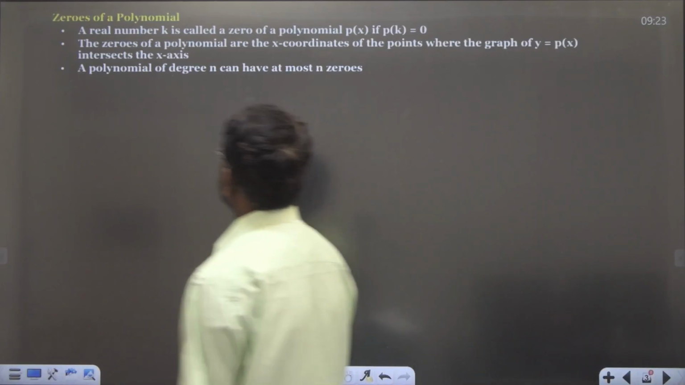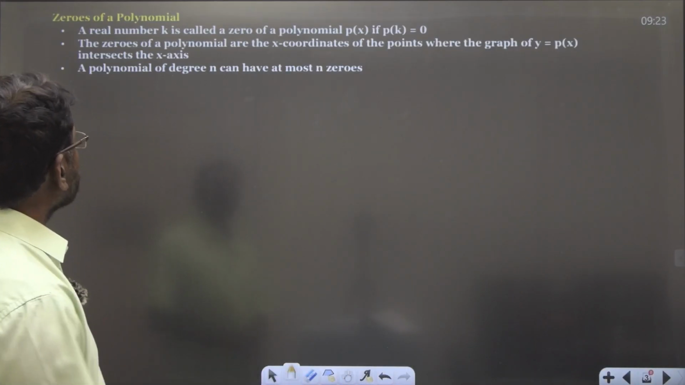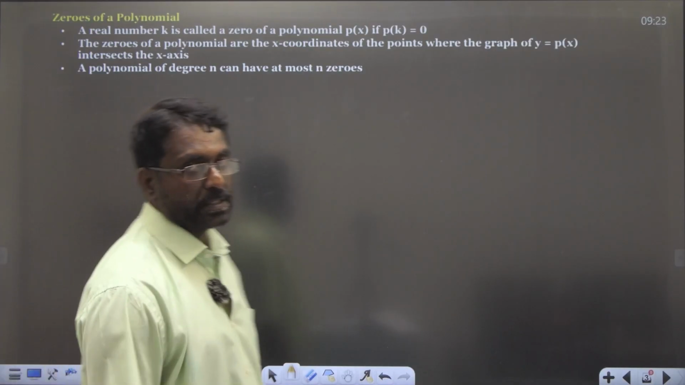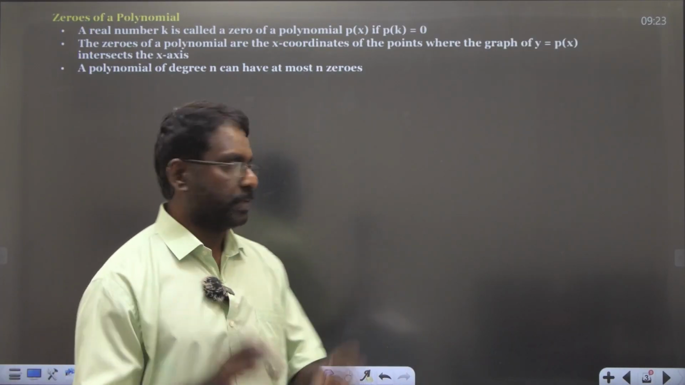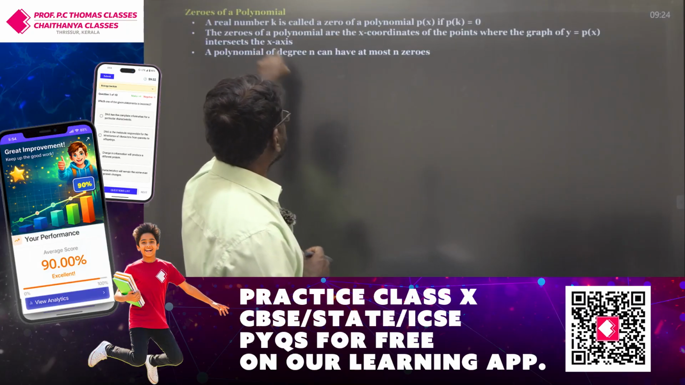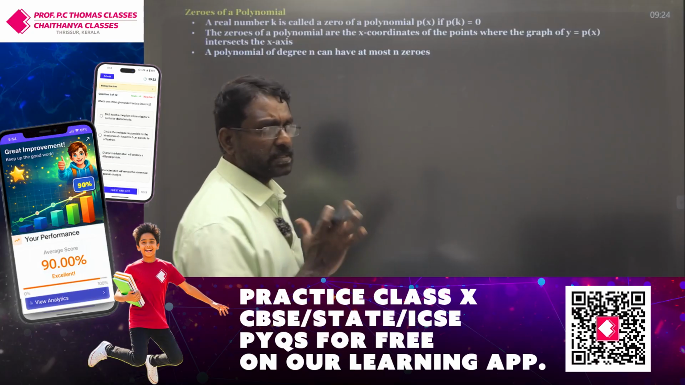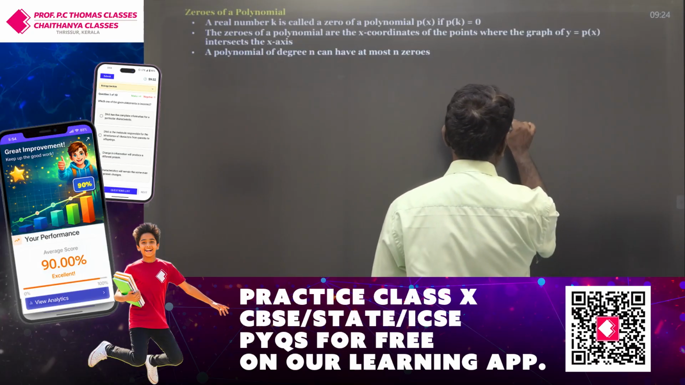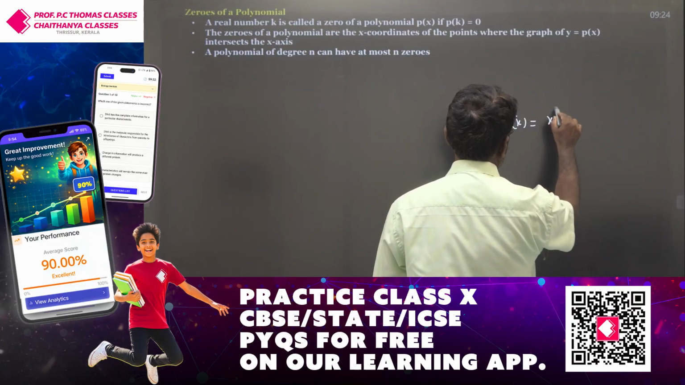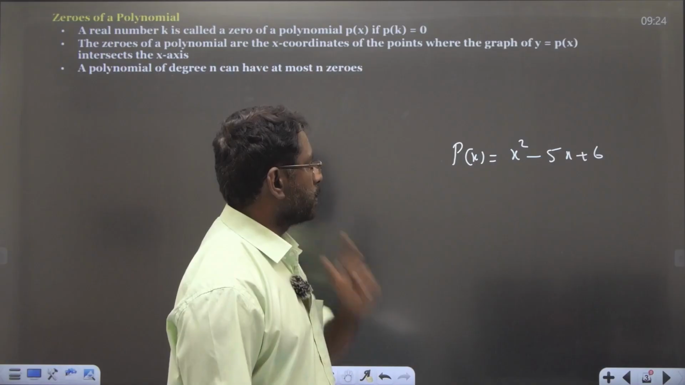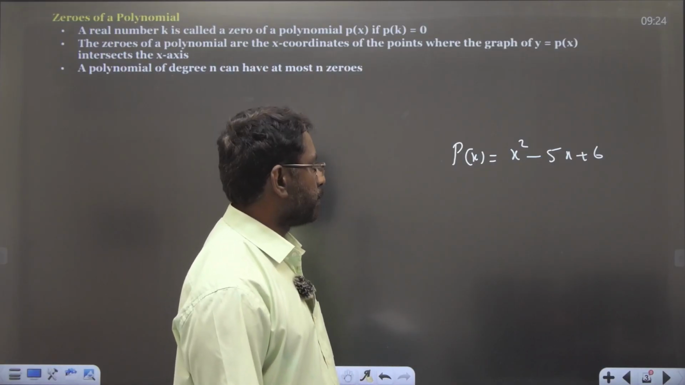And another concept. The real number k is called a zero of a polynomial. A very important section. I can explain with an example, and then again I will explain the theoretical part. That is a simple method, I think. Look here. Suppose P of x is equal to x square minus 5x plus 6.